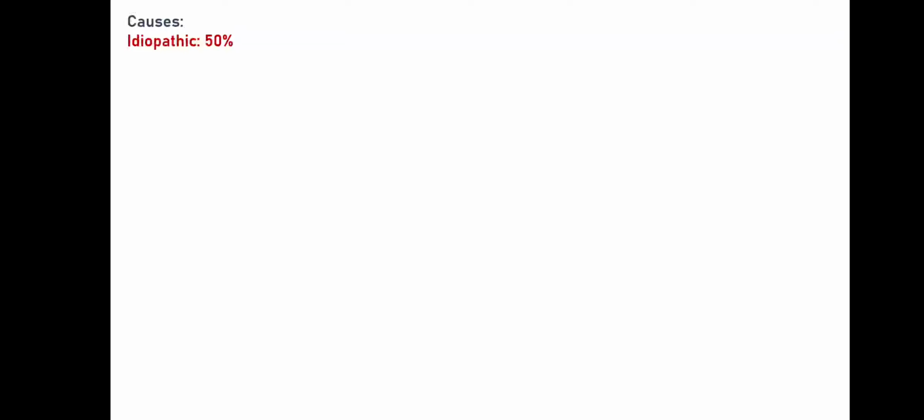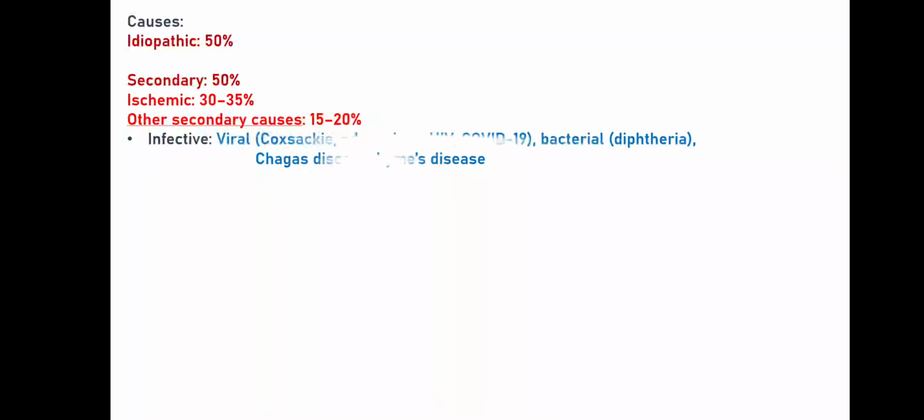Out of the causes, idiopathic is 50% and the rest, 50%, is secondary. Out of the secondary, ischemic is predominant, accounting for 30 to 35%, and the other secondary causes are 15 to 20%. Among these, infective causes are most commonly viral: Coxsackie B virus, adenovirus, COVID-19, HIV. Regarding bacterial, it is the diphtheria cause. The others are Chagas disease and Lyme disease.